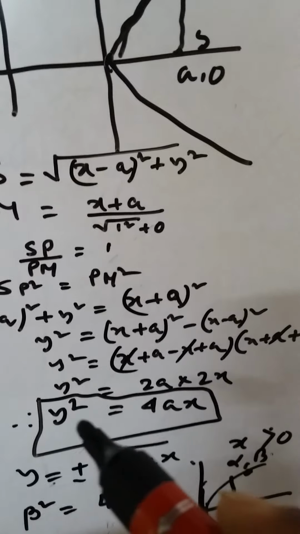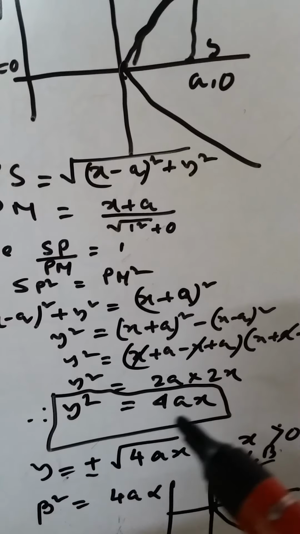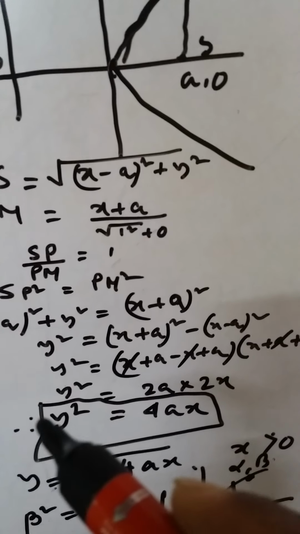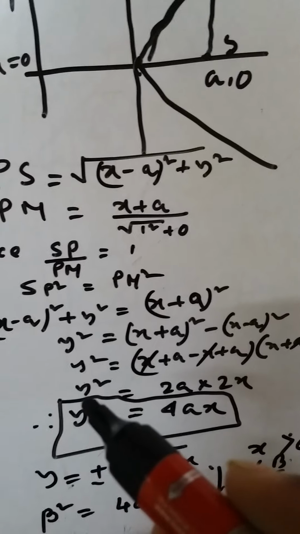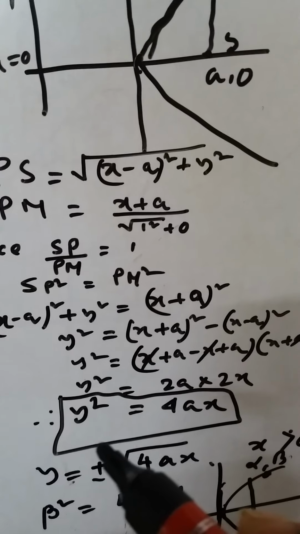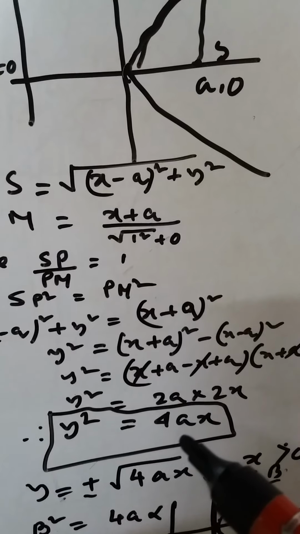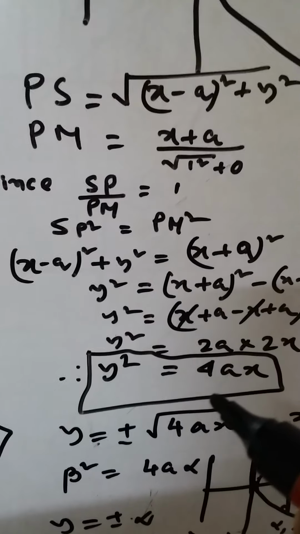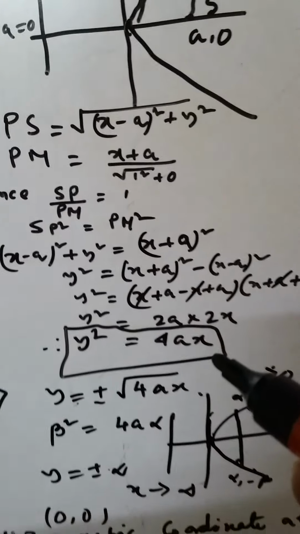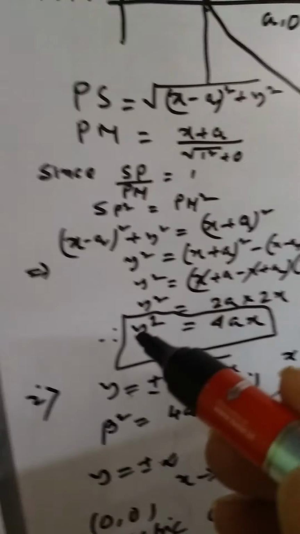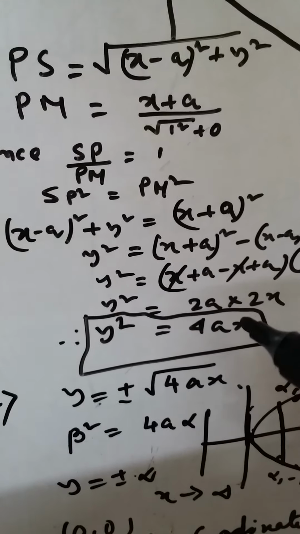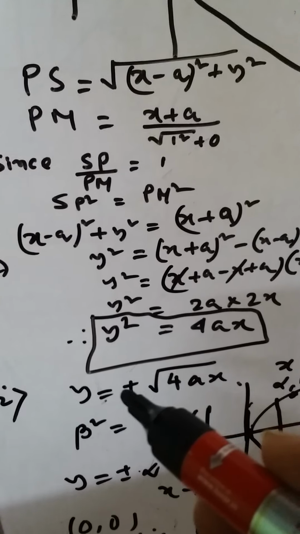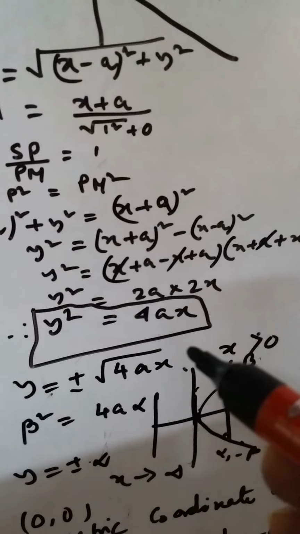This is the standard equation of a parabola whose focus is A0 and the equation of directrix equal to x plus A equal to 0. Now I define this equation. Y square equal to 4ax, hence y equal to plus minus root 4ax.